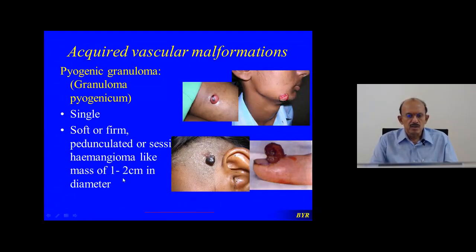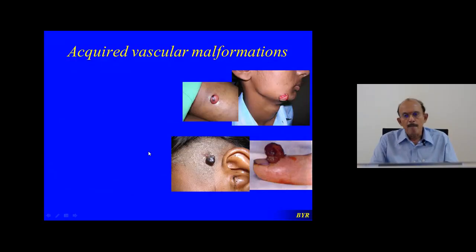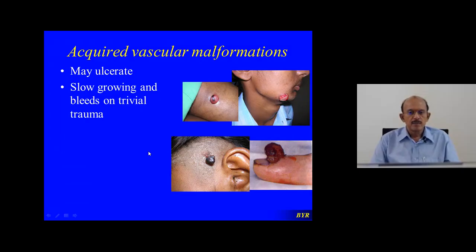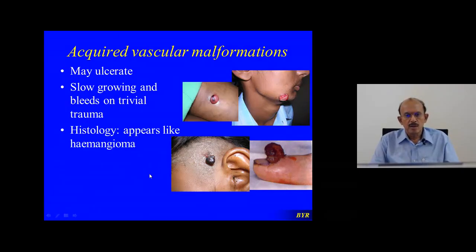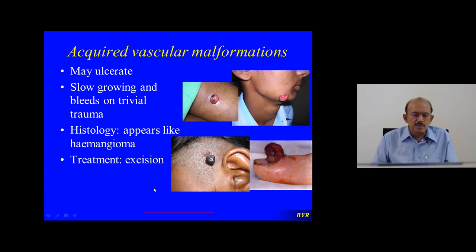Single, soft or firm, pedunculated or sessile hemangioma-like mass of 1 to 2 centimeters in diameter. It may ulcerate. It is slow growing and bleeds on trivial trauma. Histology, it appears like hemangioma. That's why if you send it, the pathologist gives the report as hemangioma. Treatment is excision.